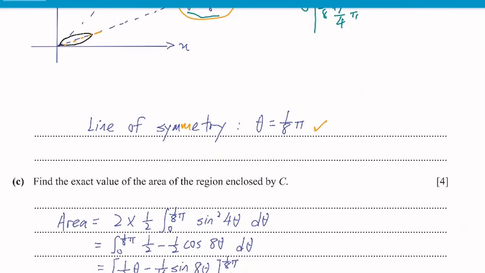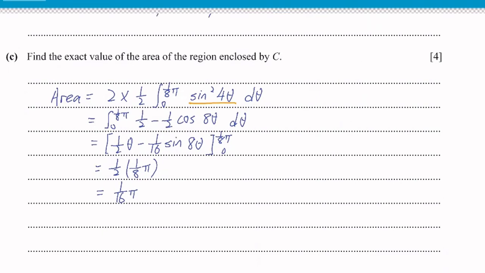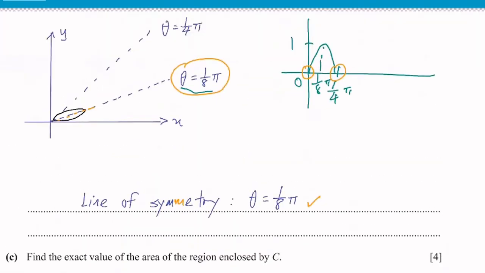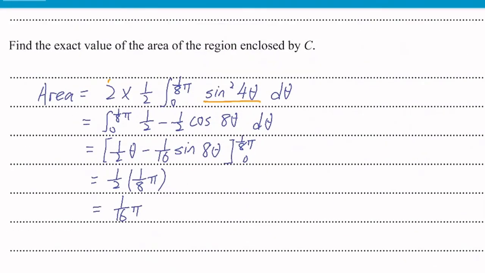Okay, so for this one, we need to find the exact value of the area of the region which is enclosed by the curve C. So this is some usual integration that we did quite a lot. Square the r, and what we are considering here is, you can use from 0 to 1 over 4 pi, which is the whole thing. But for myself here, I can use the symmetry. So I multiply by 2 the area from 0 to 1 over 8 pi. You can also just use half, integrating from 0 to 1 over 4 pi. It's the same thing.